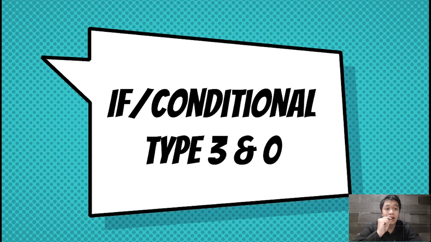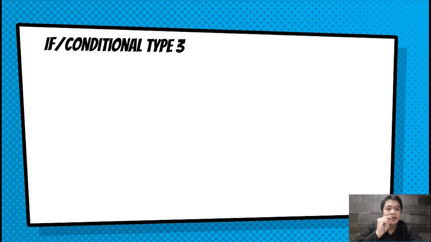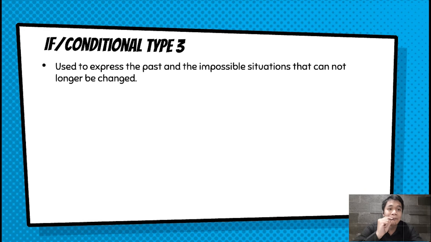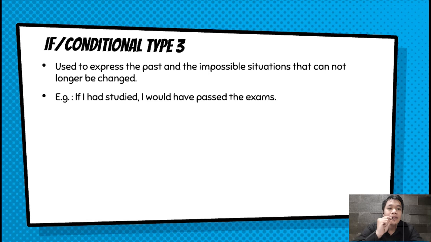I'm here to explain the if conditional type 3 and 0. The first one is if conditional type 3, which is used to express the past and an impossible situation that can no longer be changed. For example, if I had studied, I would have passed this exam.